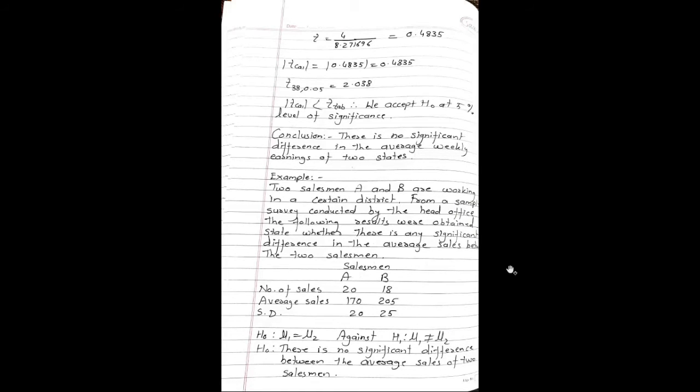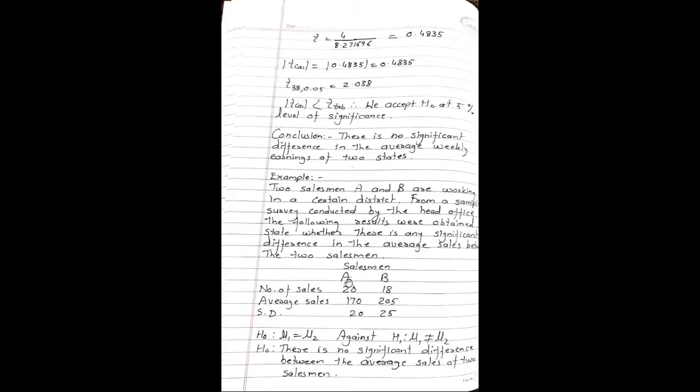See the next example. Two salesmen A and B are working in a certain district. From the sample survey conducted by the head office, the following results were obtained. State whether there is any significant difference in the average sales between the two salesmen. They have given us the data as salesman A, salesman B, number of sales 20 and 18.